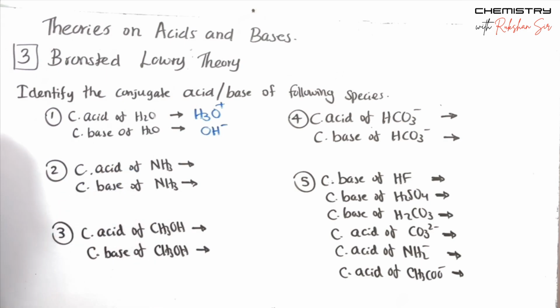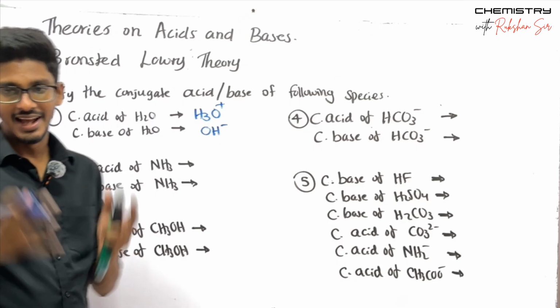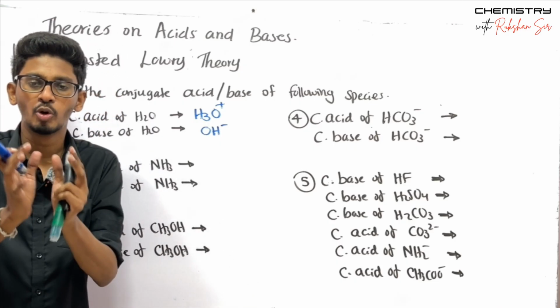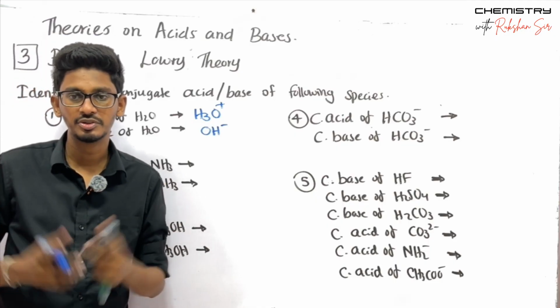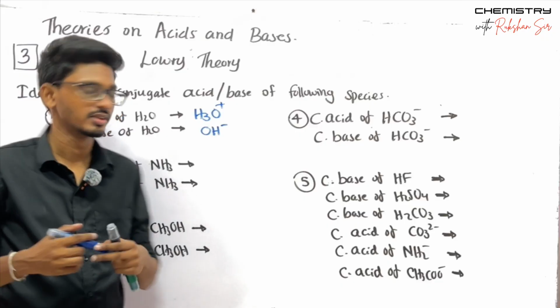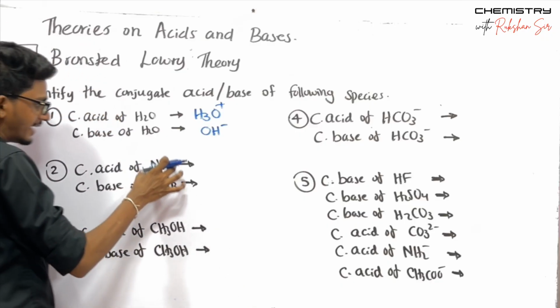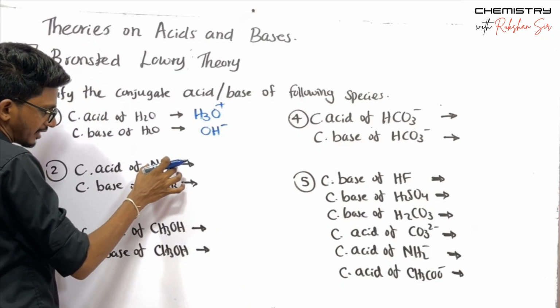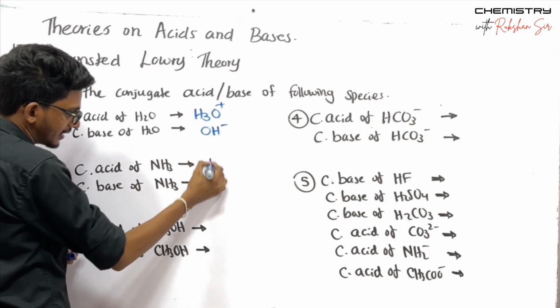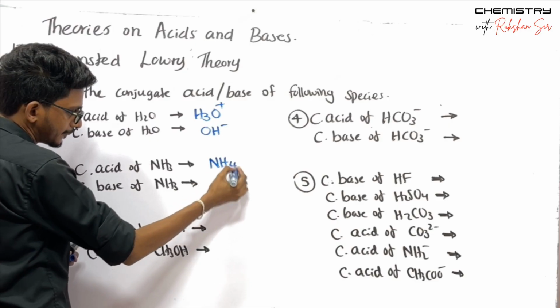Now, the conjugate acid of NH3. We are supposed to write the acid. Acid means we write the species with more H plus. So just add an H plus to this one: NH3 with H plus is going to be NH4 plus.